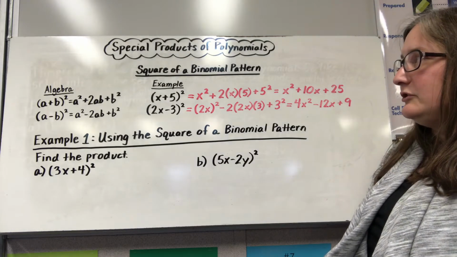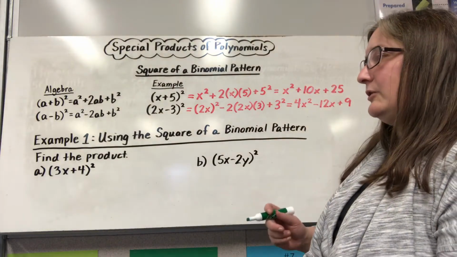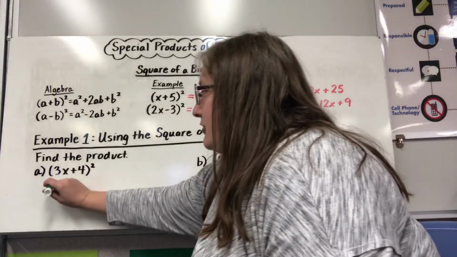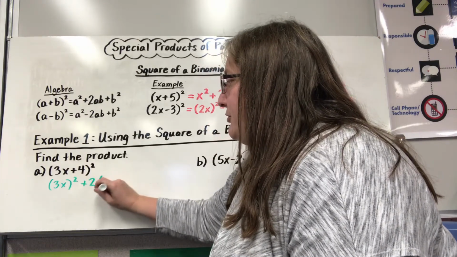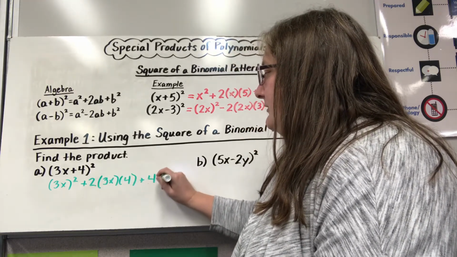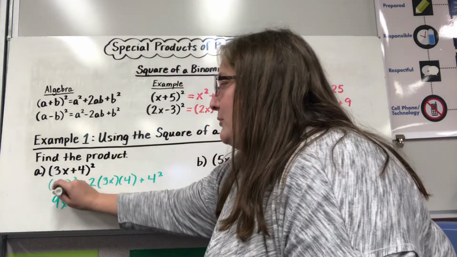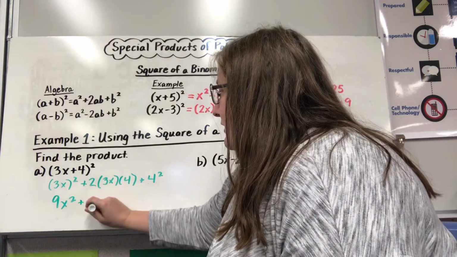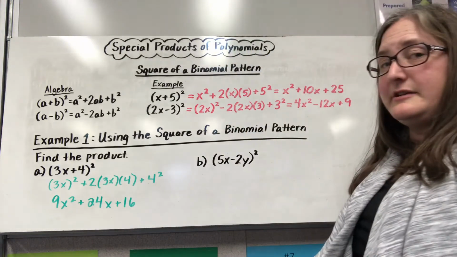Let's try a couple of these using the shortcuts. So here I'm adding two terms. So in order to square this, it's going to be my first term, 3x squared, plus 2 times both terms, 3x and 4, plus my last term squared. Now I'm going to simplify this. I'm going to get 9x squared, because I'm squaring both things in my term 3x, plus 24x plus 16.